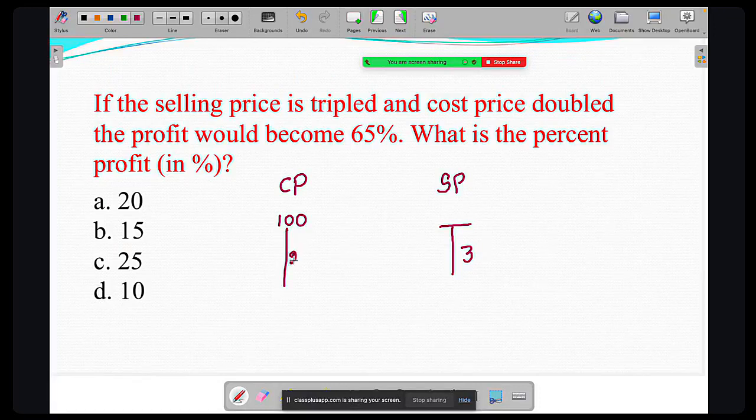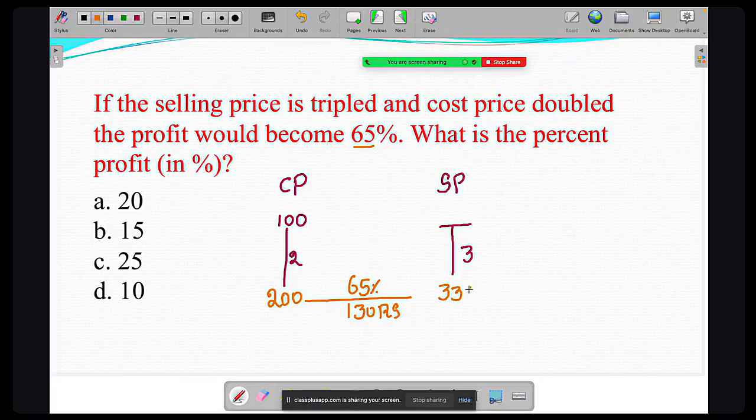Then cost price is doubled. Tell me how much doubled means. Cost price doubled means how much will it be now? 200, right or wrong? 2 into 100, 200. Now profit would become 65%, which means 65% of 200, that is 130 rupees profit. Now 200 is the cost price, 130 is the profit, then selling price becomes 330.